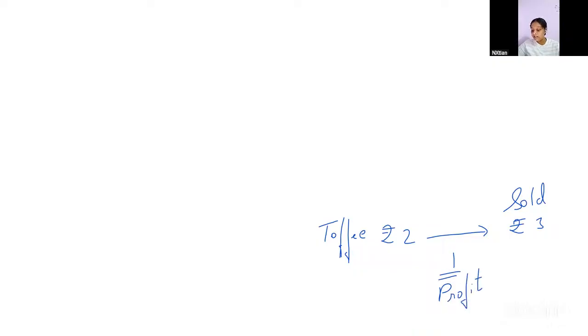How is it calculated? I will subtract the purchase price, or the cost price, from the price that I have sold it for. When I do 3 minus 2, I will get 1 as the profit. So this was about that thing. That is, selling price minus cost price equals profit.